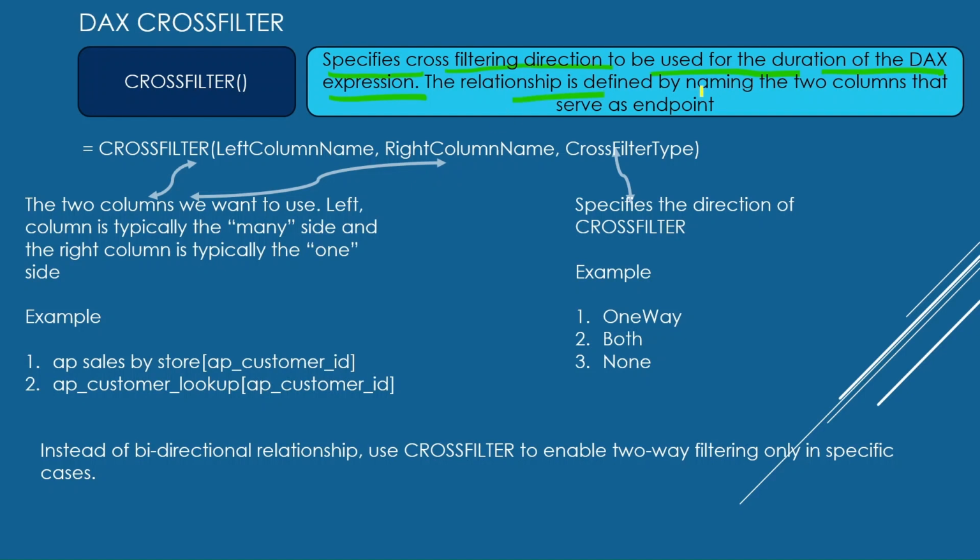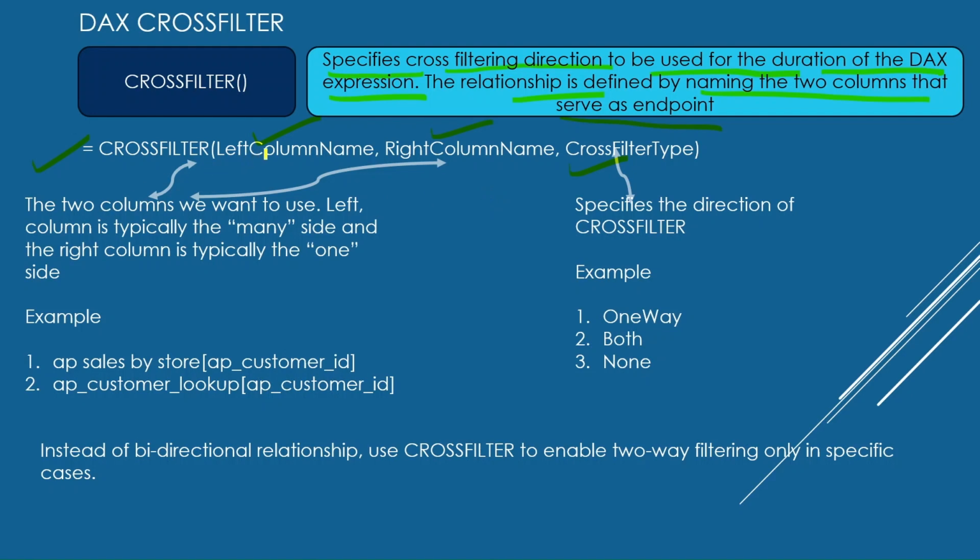The relationship is defined by naming the two columns that serve as endpoints. I have discussed that whatever relationship we have, it would be between two columns present in two different tables. Those two columns will serve as endpoints for the cross filtering, that is, from the many to the one side. So this is the syntax of the CROSSFILTER function. This is the left column name, this is the right column name, and this is the cross filter type.